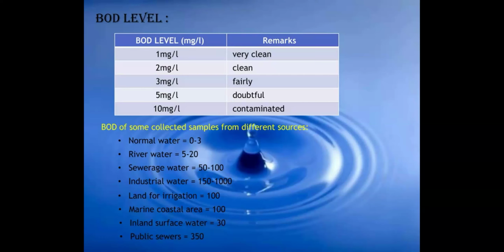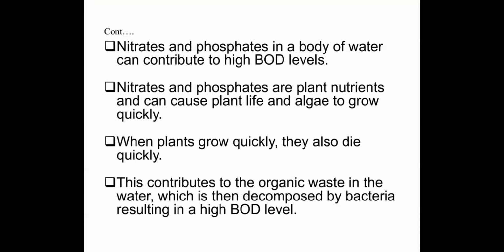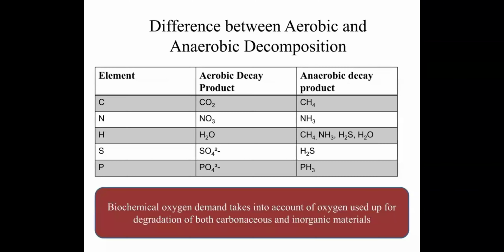The BOD of some collected samples from different sources: normal water 0 to 3, river water 5 to 20, sewage water 50 to 100, industrial water 150 to 1000. Right? This is the range. So note this one. These are very important things.